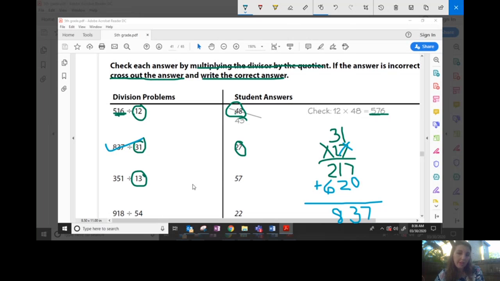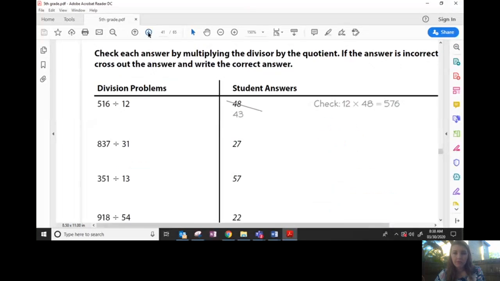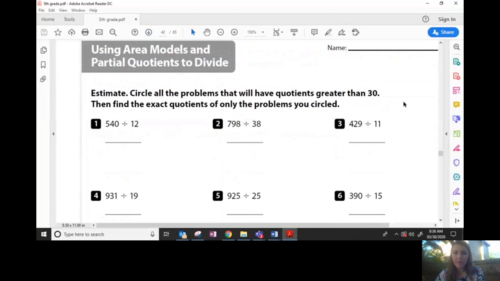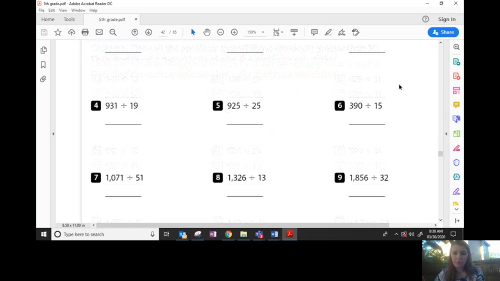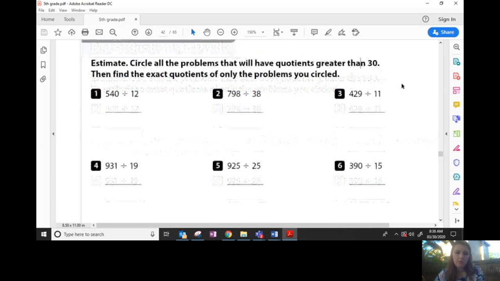So that one we don't have to resolve. So you will continue down the page, and any that you find that are incorrect, you need to find the correct answer. Okay, and now we have using area models and partial quotients to divide. So you can divide using any method you want. It says first to estimate, and then circle all the problems that will have quotients greater than 30, and then find the exact quotients of only the problems that you circled.